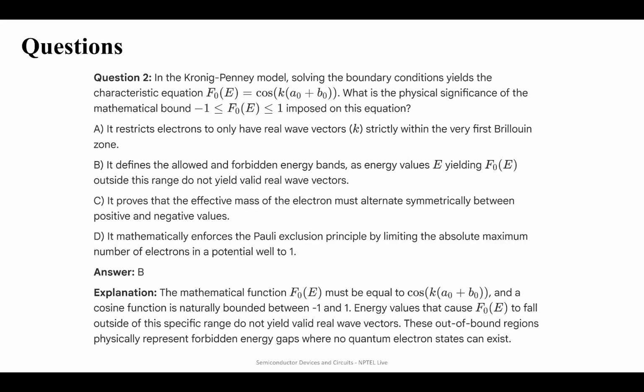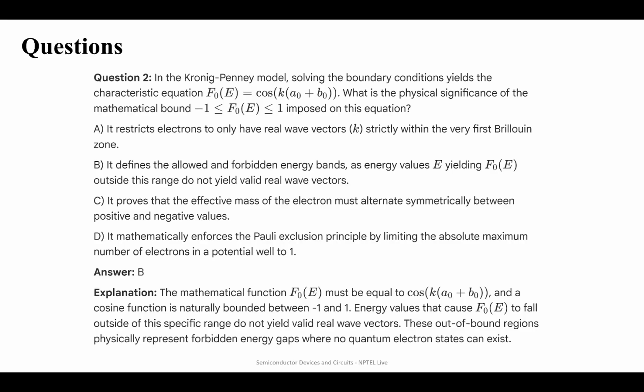So the correct answer here would be B. The mathematical function f naught E must be equal to cos k a naught plus b naught, and it is naturally bound between -1 and 1. So energy values that cause f naught E to fall outside of this specific range cannot yield real wave vectors. So these out of bound regions physically represent forbidden energy gaps where no quantum electron states can exist.